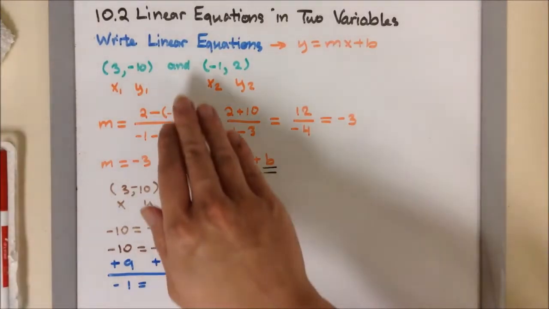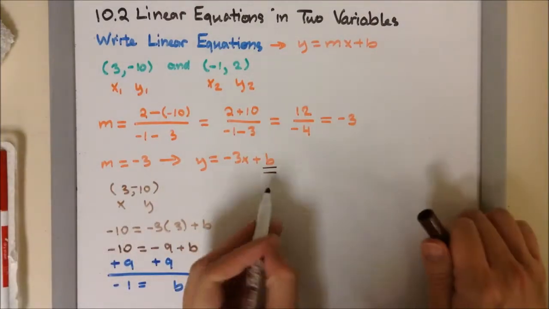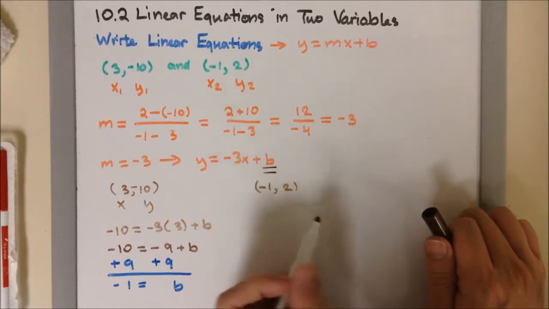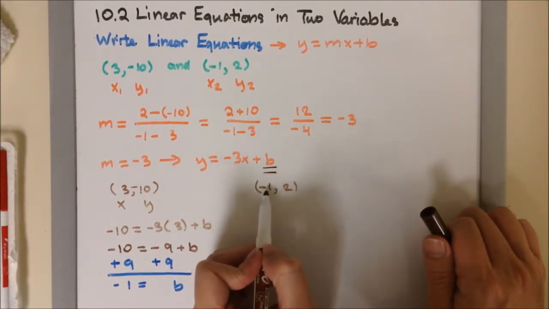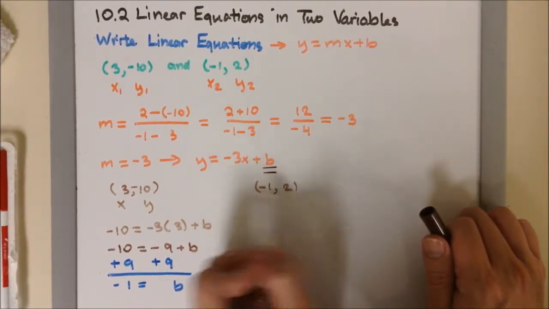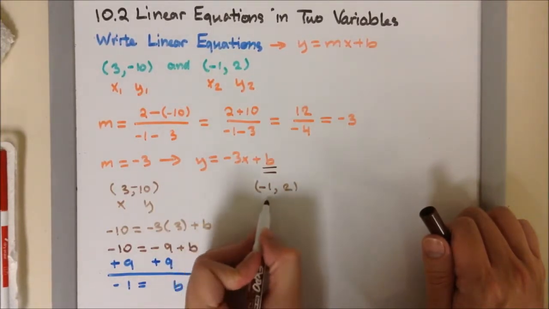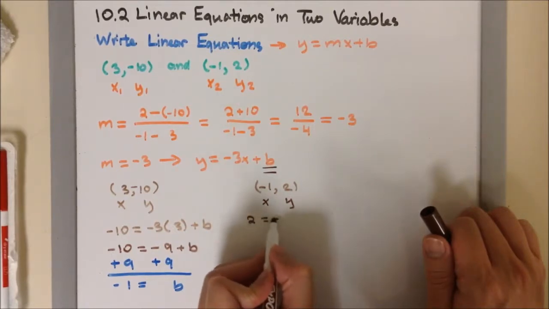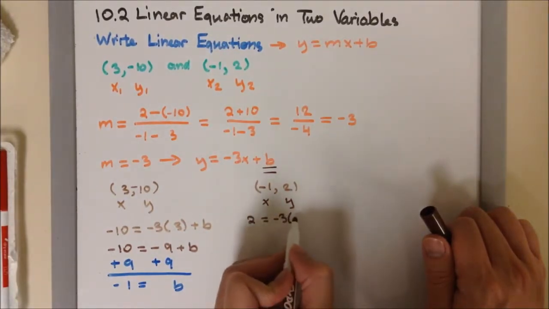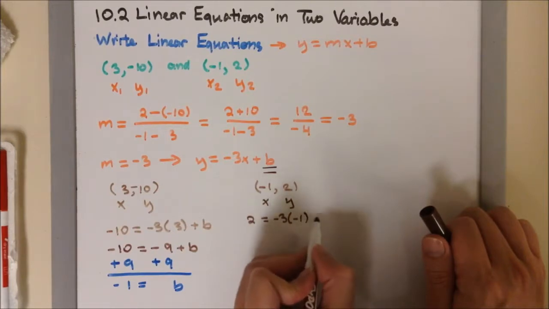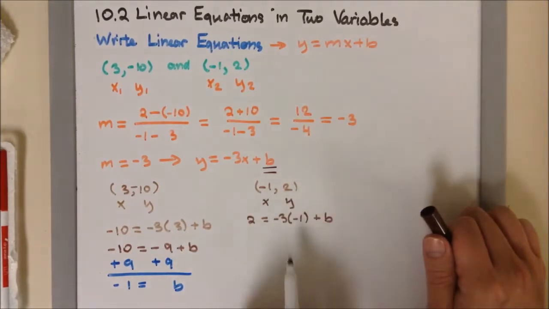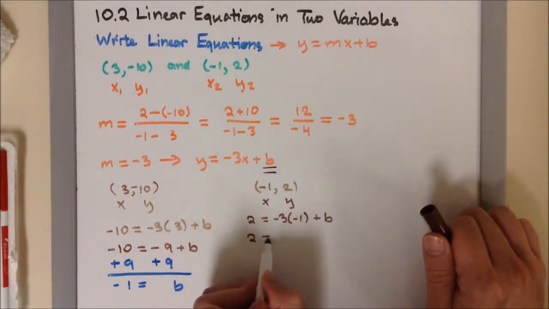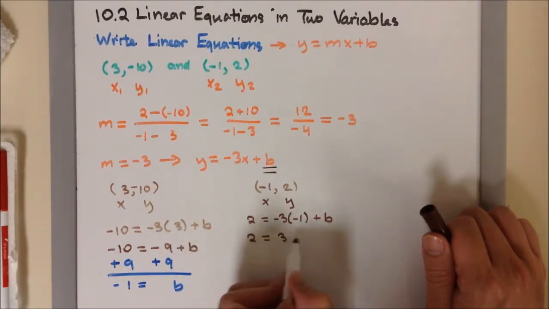Now let's work with the other coordinate point, (-1, 2). I'm going to plug in the value of -1 into my x, the value of 2 into y. This is what it's going to look like. It's going to be 2 equals -3 parenthesis times -1 and then plus b. Next I'm going to simplify -3 times -1. So I'm going to have 2 equals +3 plus b.